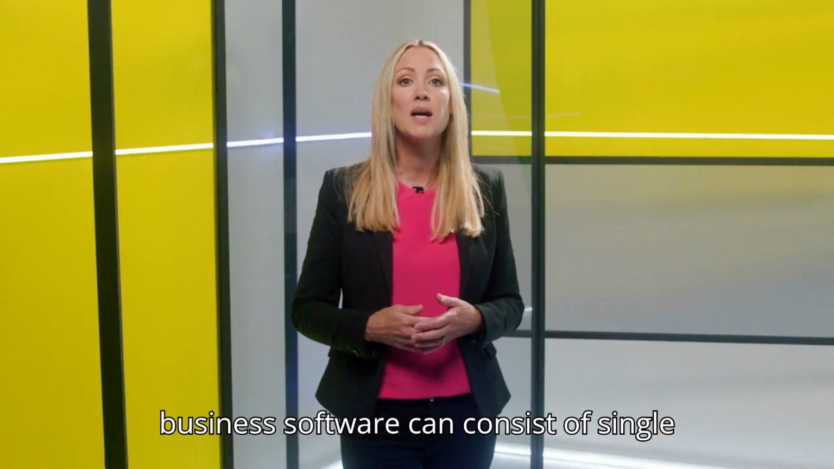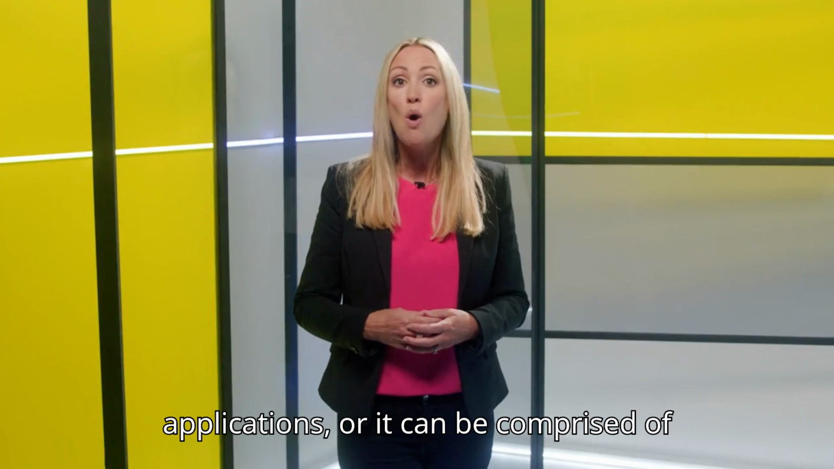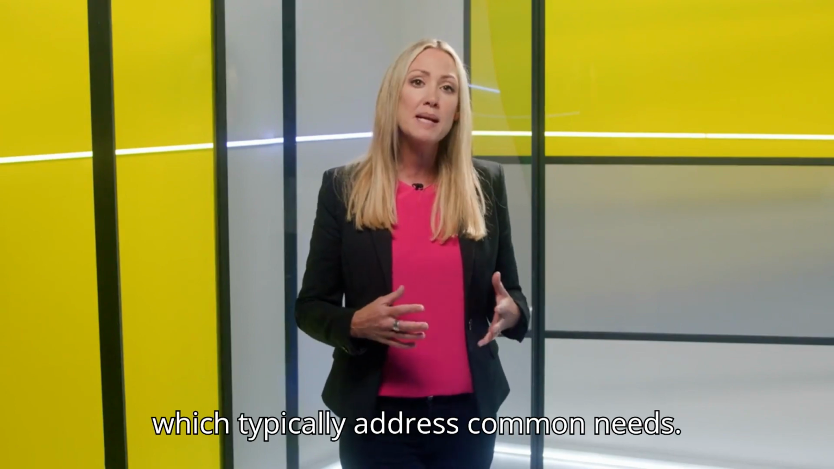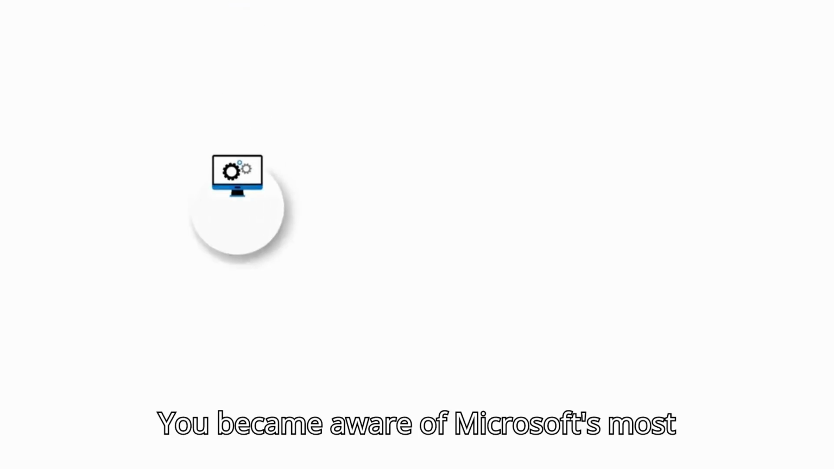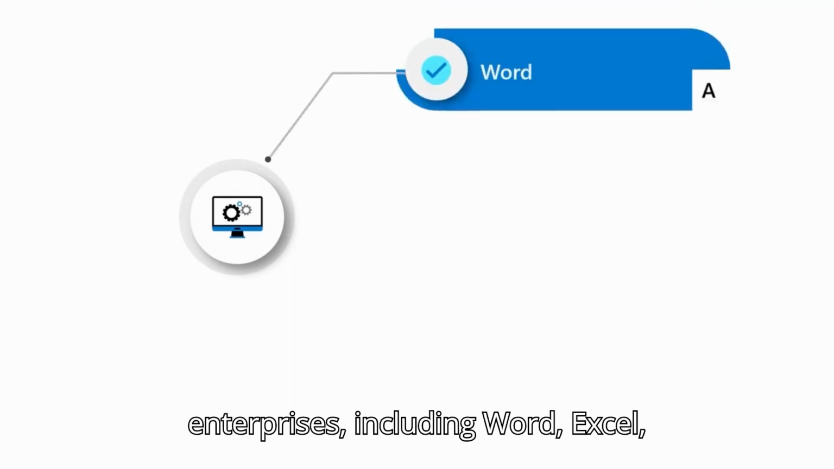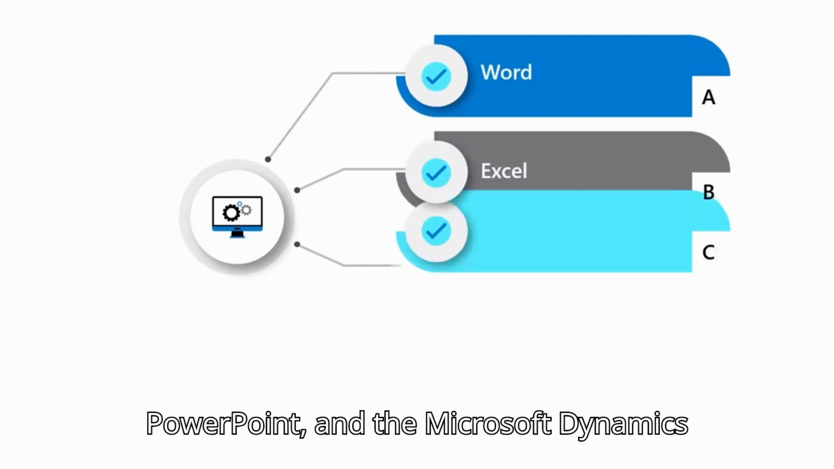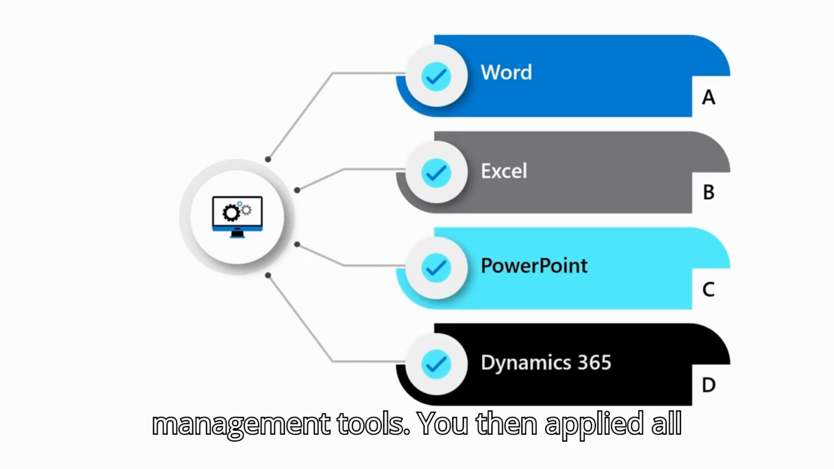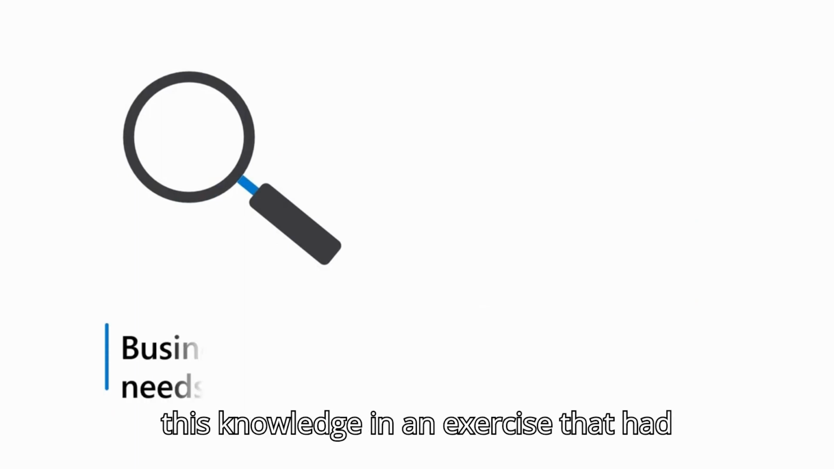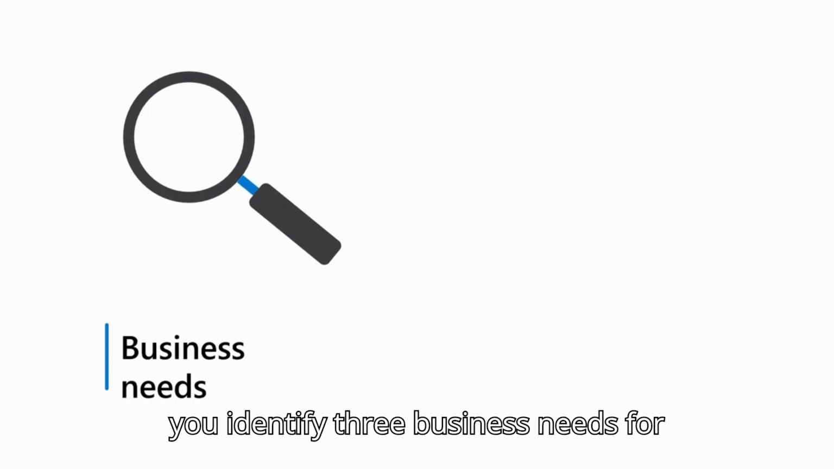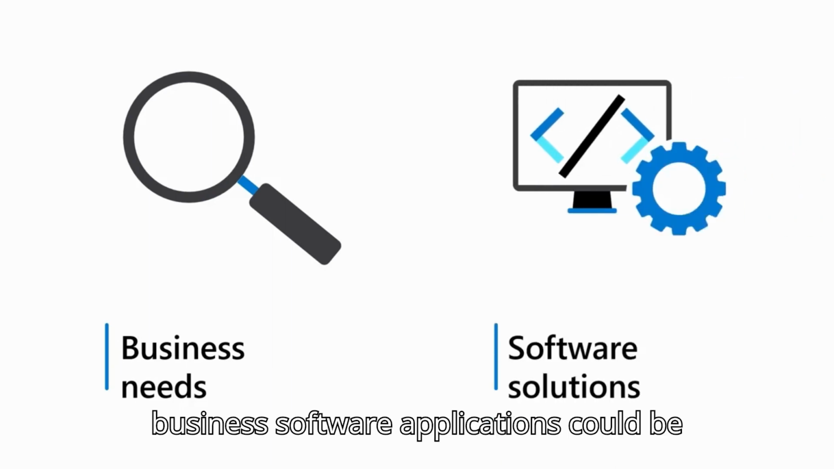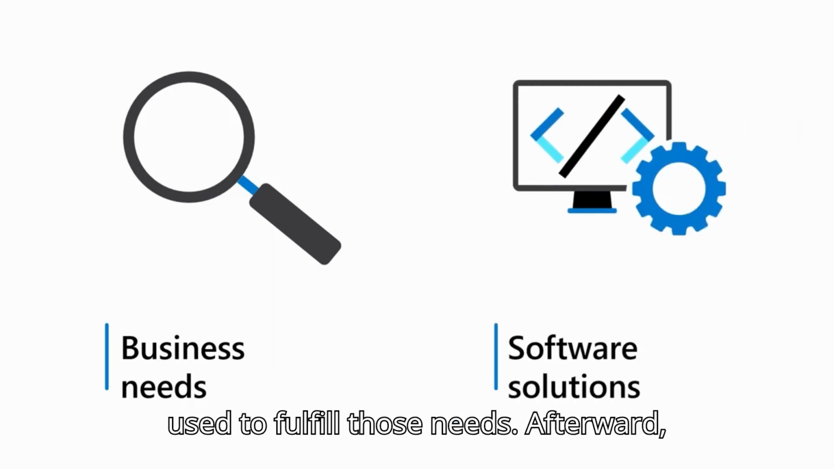Recall that business software can consist of single applications, or it can be comprised of several applications bundled together, which typically address common needs. You became aware of Microsoft's most widely used products and services for enterprises, including Word, Excel, PowerPoint, and the Microsoft Dynamics 365 collection of customer relationship management tools. You then applied all this knowledge in an exercise that had you identify 3 business needs for SAM scoops and then explain which business software applications could be used to fulfill those needs.